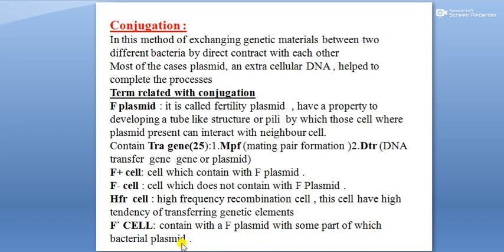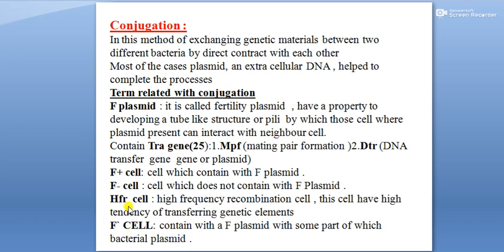The next term is F plus cells. F plus cells are those cells which contain the F plasmid. That means the presence of an F plasmid indicates those cells are F plus cells. And the next one is F minus cells. Those cells which do not contain an F plasmid. That means those cells which do not have any F plasmid are called F minus cells.